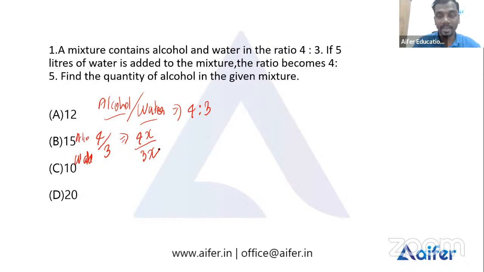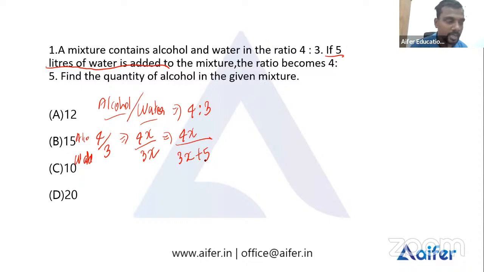So what's being added here? If 5 liters of water is added, listen, only water is added. 5 liters of alcohol is not added, and 5 liters of both alcohol and water is not added. Instead, only 5 liters of water is being added. So water is the denominator part, so we can write 4x/(3x+5). This will be the ratio after the addition of 5.